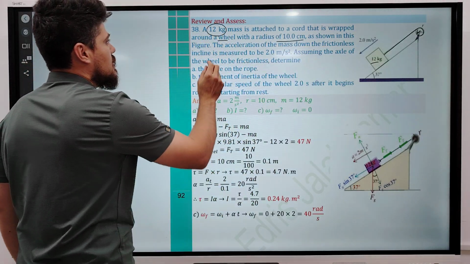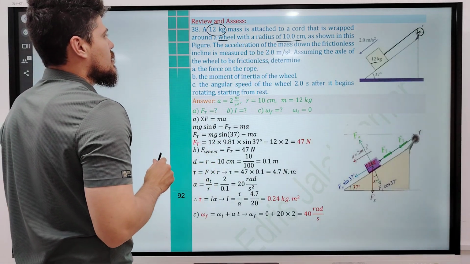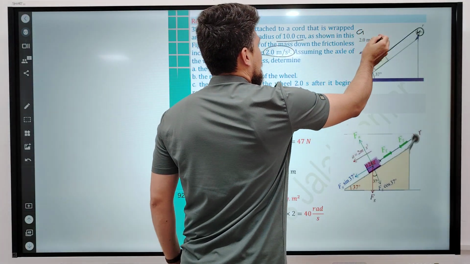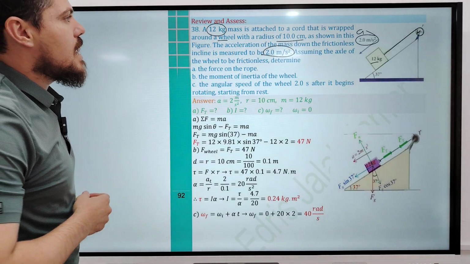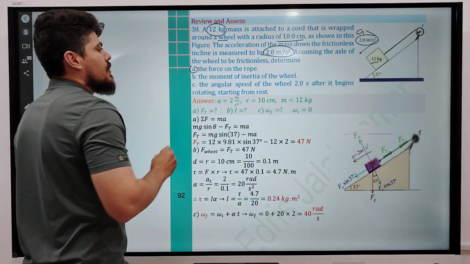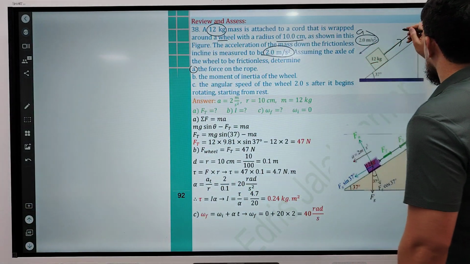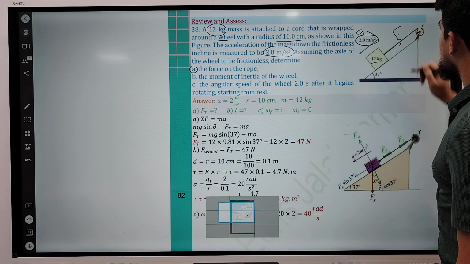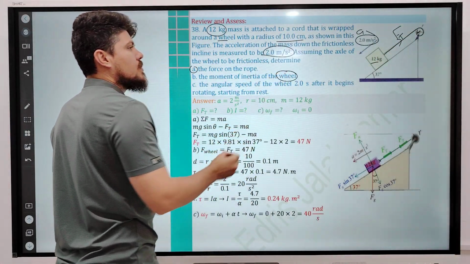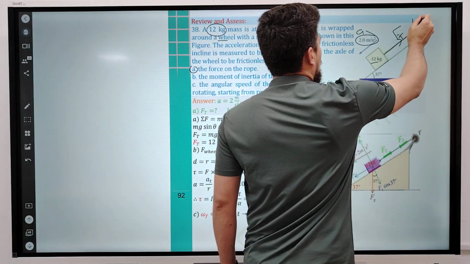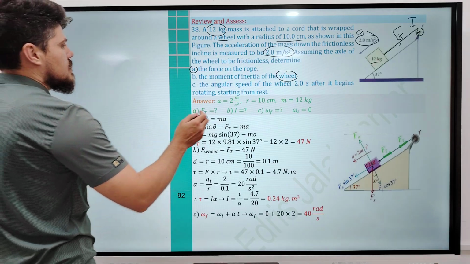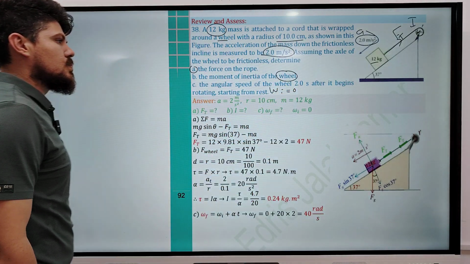The figure must be given in the question. The acceleration of the mass down the frictionless incline is measured to be 2 meter per second squared. This is the acceleration of the mass when it is moving downward on the frictionless incline. Assuming the axle of the wheel is frictionless, determine A, the force on the rope, which is directed upward. This is Ft. Second, the moment of inertia of the wheel. And C, the angular speed of the wheel 2 seconds after it begins rotating from rest, which means that omega initial is equal to 0.